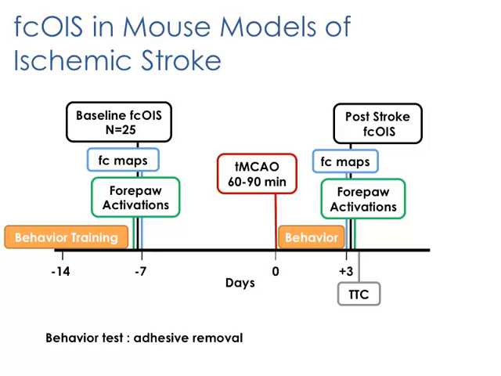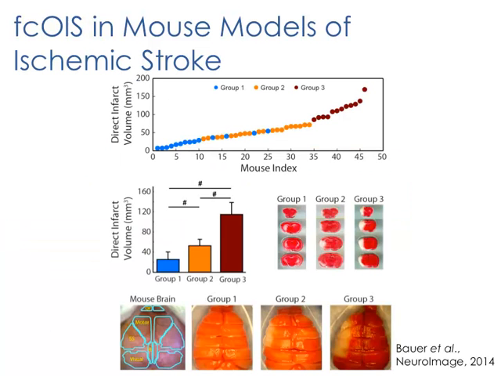And then after they were all imaged and all the behavior was collected, we harvested the brains and stained them with TTC, and then separated them into 3 groups. The 3 groups are blue, orange, and red.